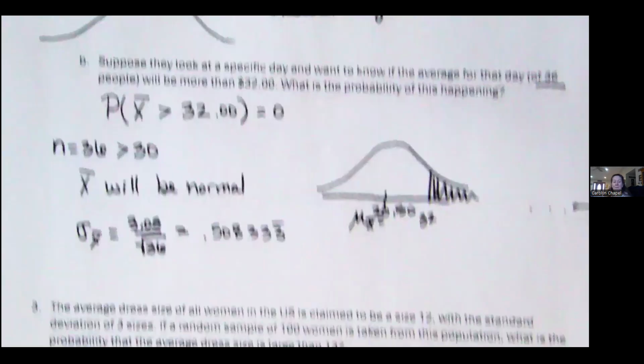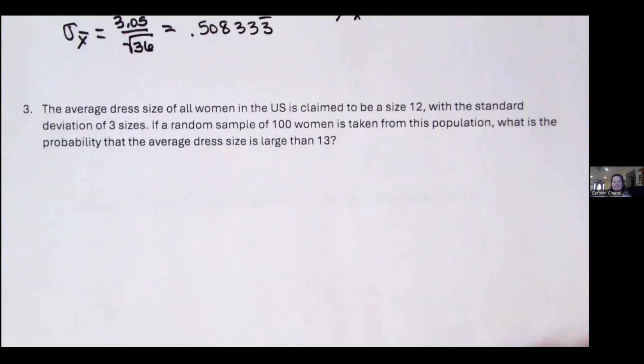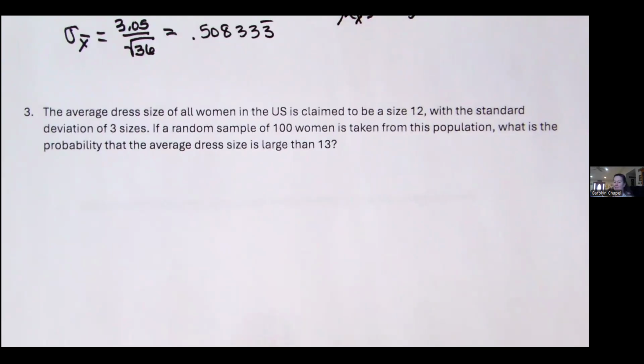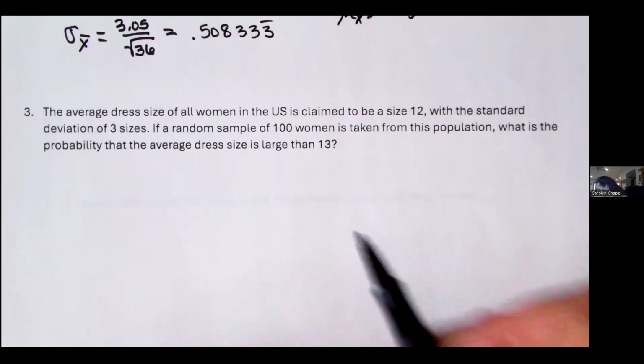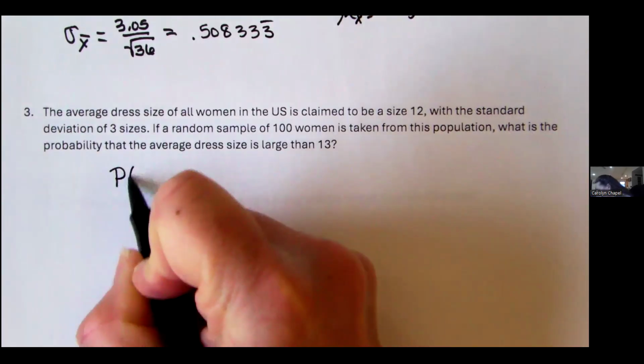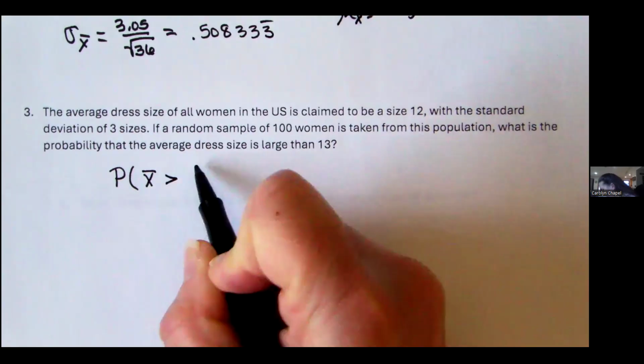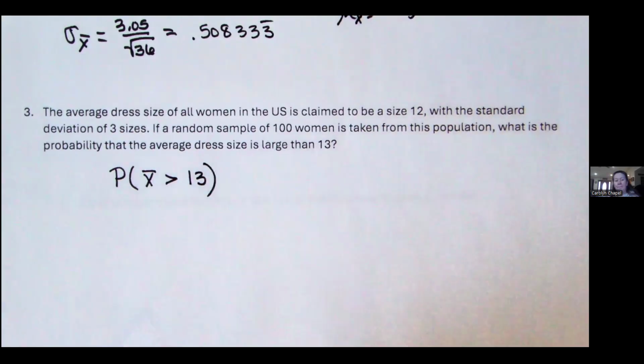Let's do a couple more. Okay, let's say that the average dress size of all women in the US is claimed to be a size 12 with a standard deviation of 3 sizes. A random sample of 10 women is taken from this population. What is the probability that the average dress size for this group, this sample, is larger than a 13? So I want to know, what is the probability that the sample average is bigger than 13?